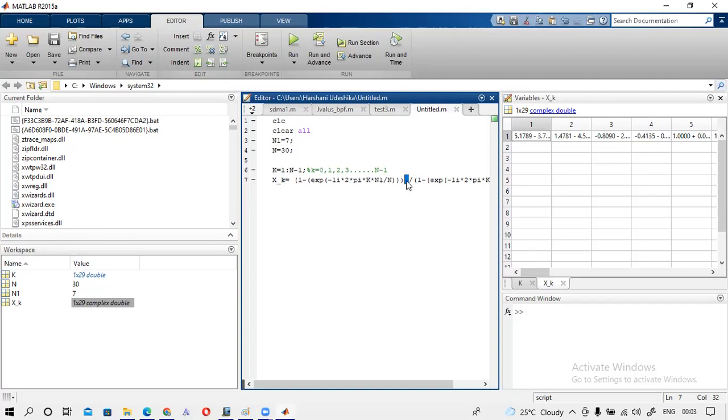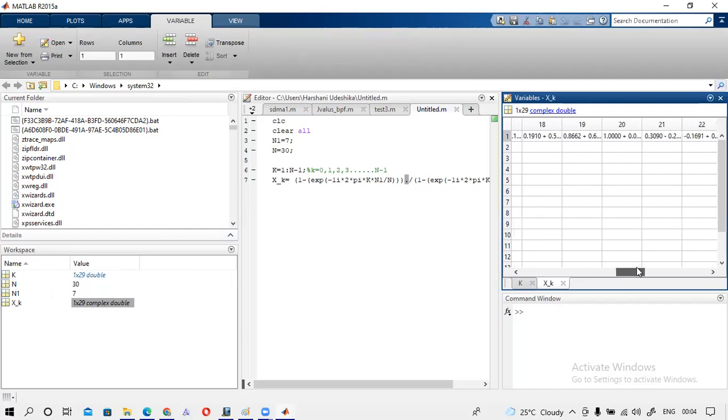So when we are multiplying or dividing, if we put the dot here, it will be safe. Here we have a k array with values 0, 1, 2, 3 up to 29, and we calculate the corresponding xk value. You can see those xk values are complex values, so we have to plot them.